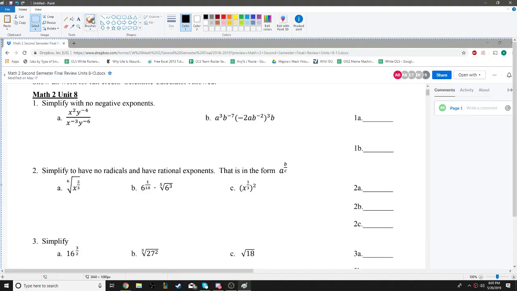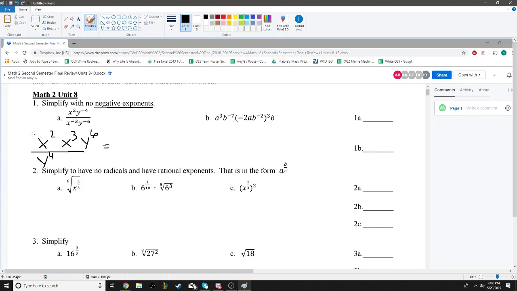Let's do this. So what you need to know about negative exponents is that they move. In this problem, x squared is positive, so it stays. Y to the negative 4 is negative, so it moves underneath and becomes positive. X to the negative 3 moves up and becomes positive. And y to the negative 6 moves up and becomes positive.